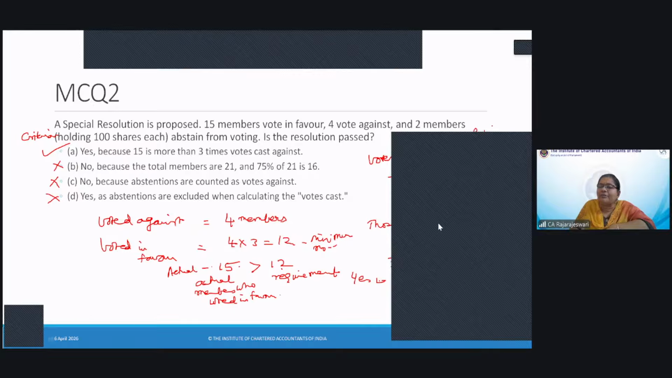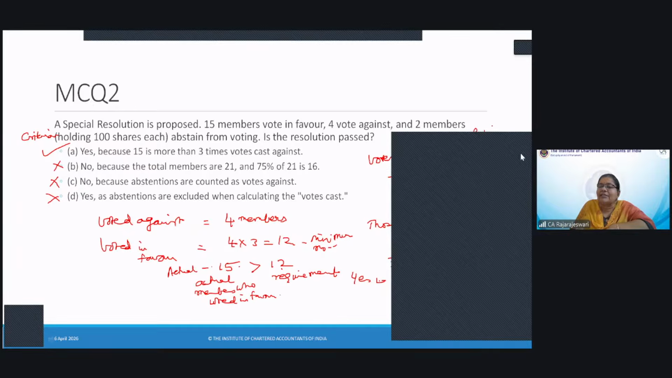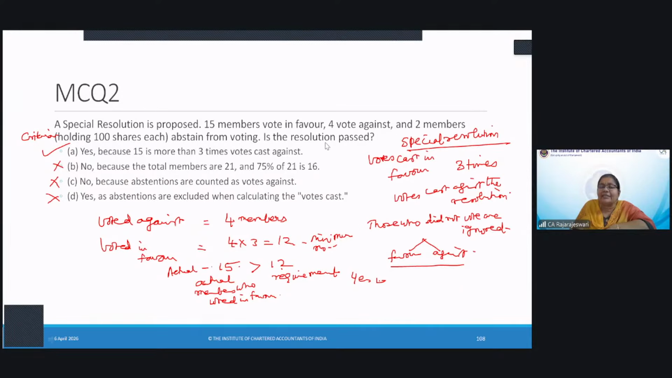So D will not be the reason. D is not the reason, as abstentions are excluded. But is the resolution passed because of that reason? It is not that reason. See, the reasoning is wrong. That they are excluded, no doubt. But is it because of that criterion you are passing this resolution? Is the resolution passed?